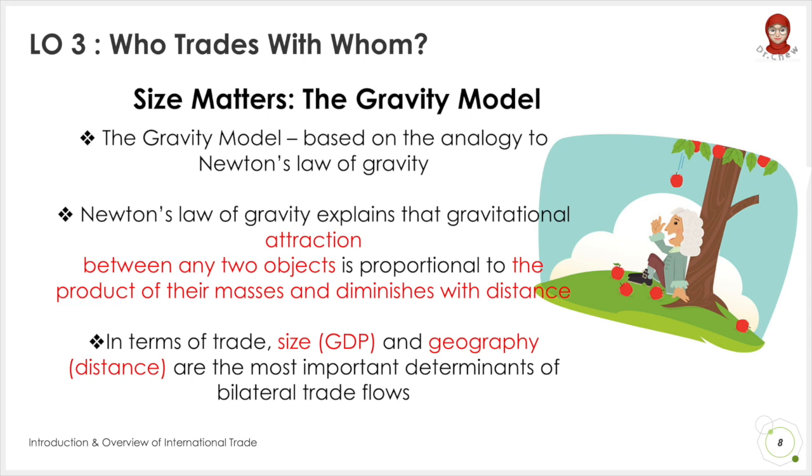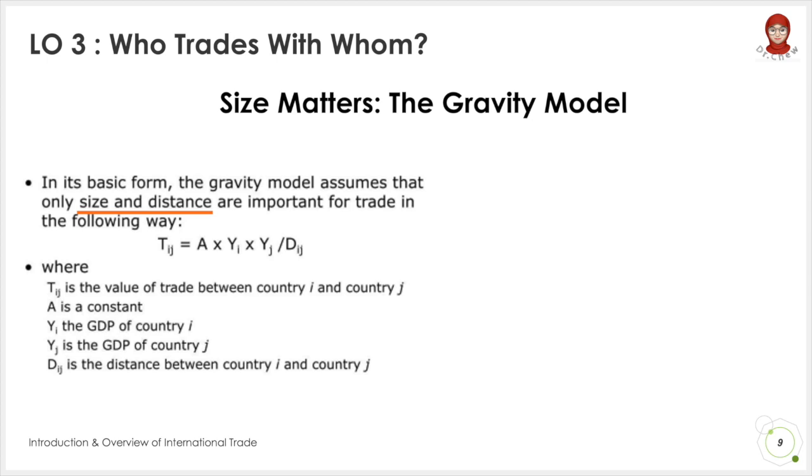In terms of trade, the product of masses refers to the country's economy size or GDP, and the geographic distance between one country and another country. The gravity model emphasizes size and distance as important trade determinants. These two are the key underpinning ideas of the gravity model. Now, let's have a look at the illustration of the gravity model. Again, bear in mind, size and distance are important for trade in the gravity model.